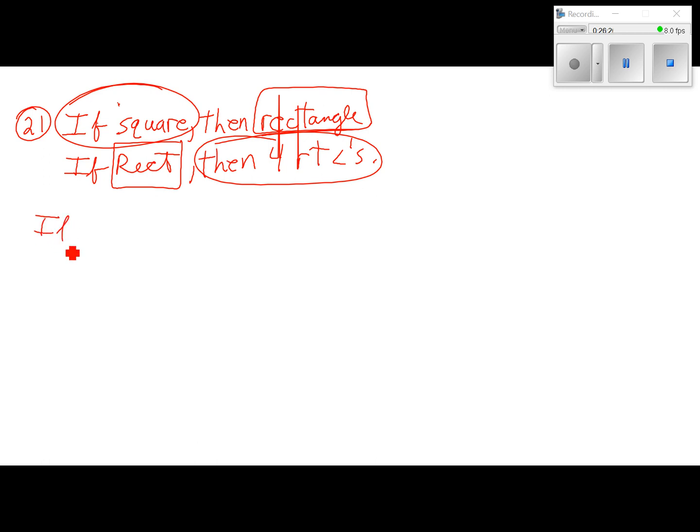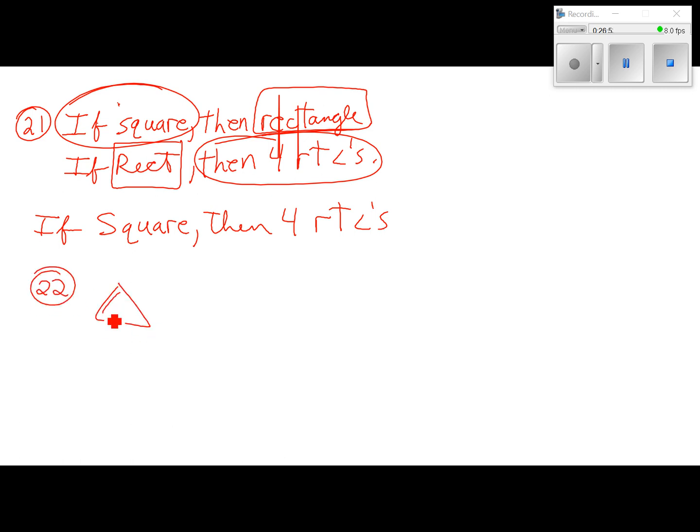So a statement that we can come up with from that is, if we have a square, then you have 4 right angles. Hopefully that's one of the answers down there. If a figure is a square, then it has 4 right angles. Figure out which one that is. Again, if it is a square, then it has 4 right angles.